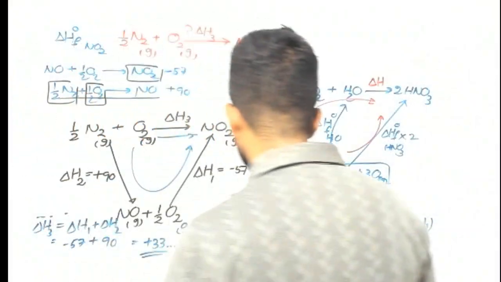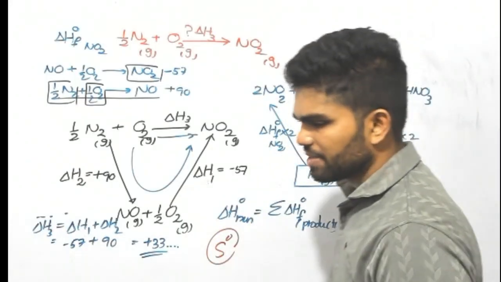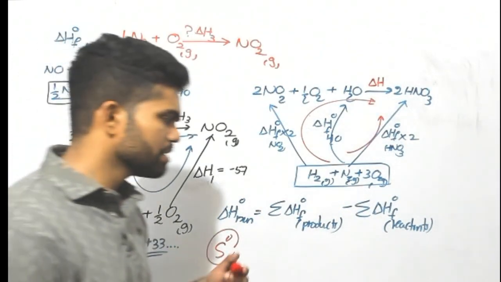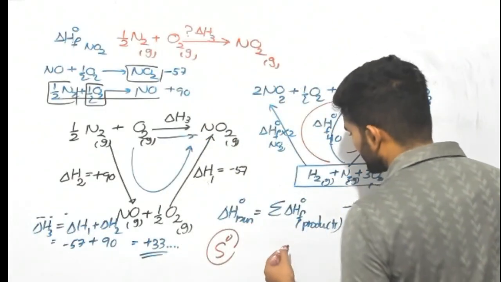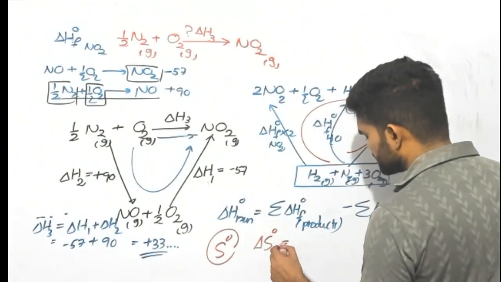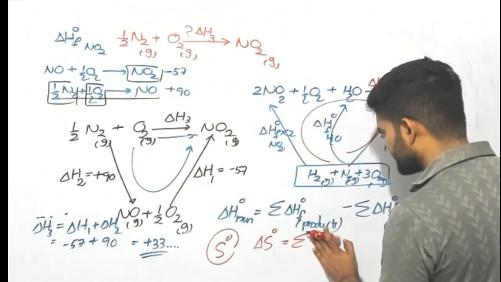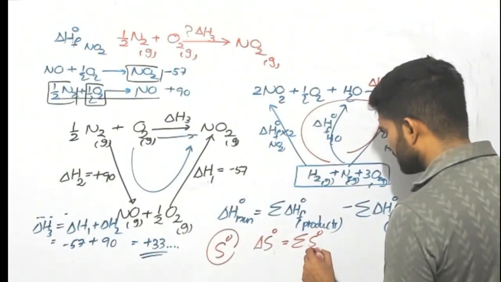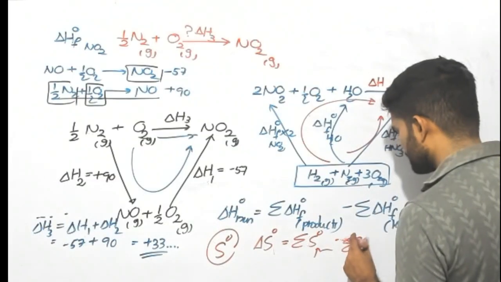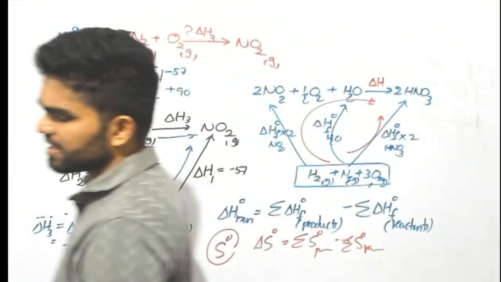And sometimes they give you S not directly, meaning they give the entropy itself. Here it is the formation entropy change. But they can also give the entropy directly. Entropy can be found exactly. If they give it like that, your formula should be delta S not equals sigma S naught products minus sigma S naught reactants. Only the sigma sign, and no delta sign.